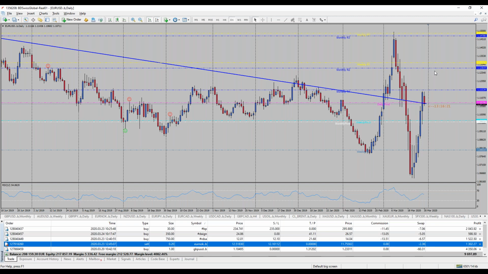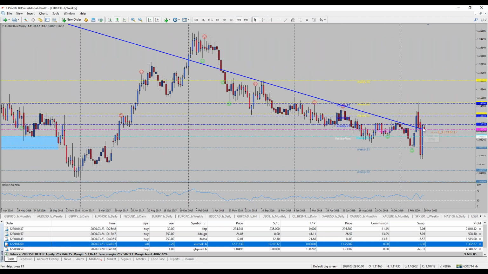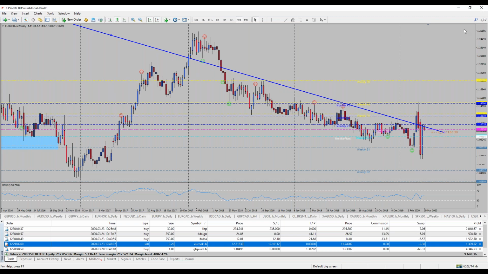If the uptrend would not be resumed, that's the other scenario, potentially the likelier scenario. We might see that the recent trend would be continued here, and that the euro would weaken further, and the safe haven US dollar would come back.